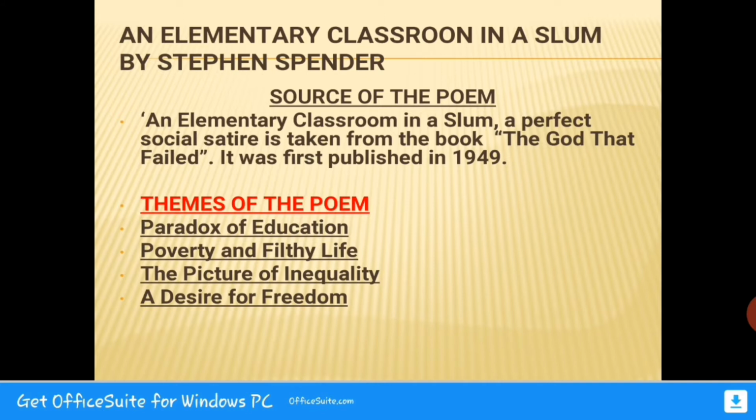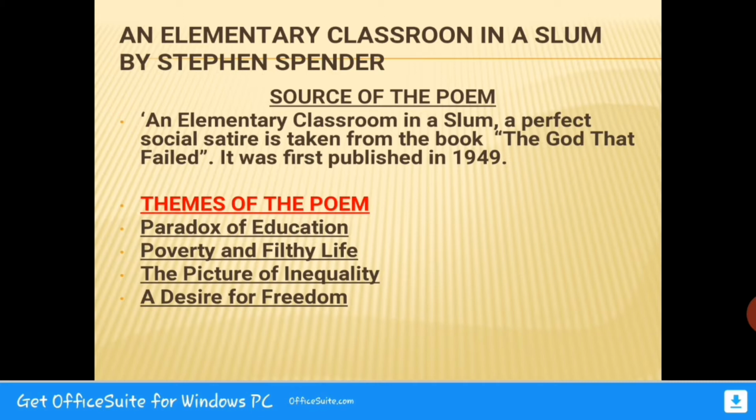The present poem deals with the following themes: the paradox of education, poverty and filthy lifestyle, the picture of inequality, and a desire for freedom. Spender makes a frantic appeal to the educated and affluent sections of the society to better the lot of the slum children through education. The style adopted by Spender is simple and lucid, and it is dominated by the usage of similes, imageries, and metaphors.